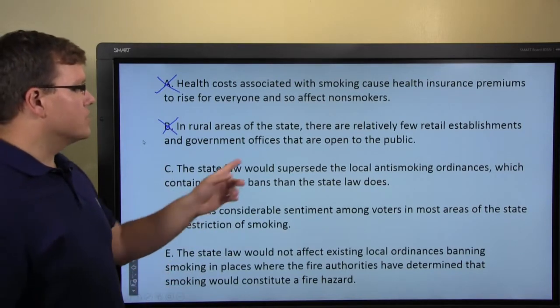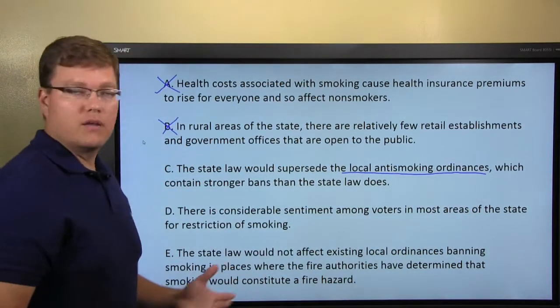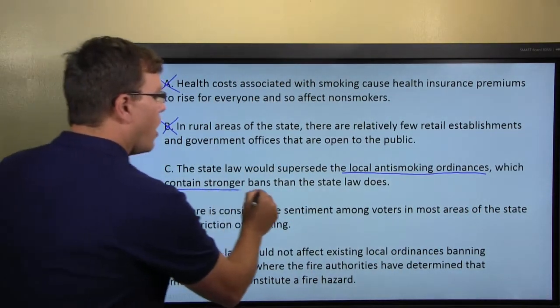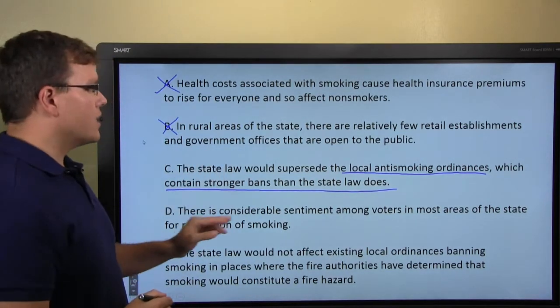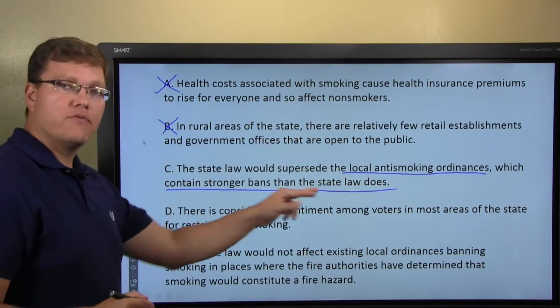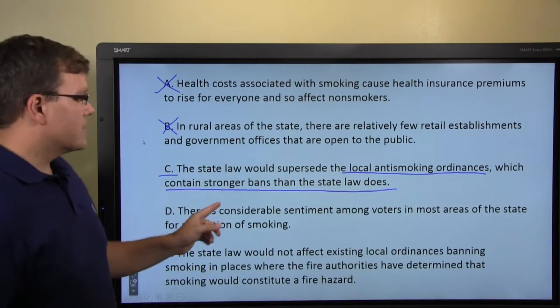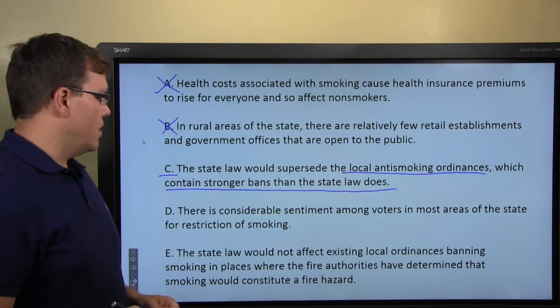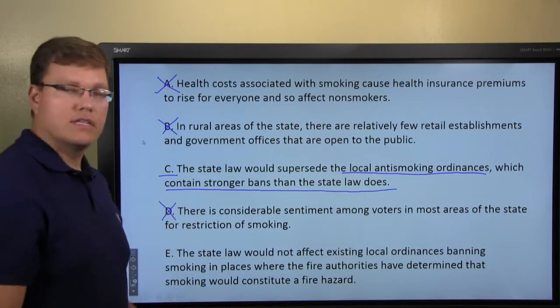C, the state law would supersede the local anti-smoking ordinances, which contain stronger bans than the state law does. Now we're getting in a good place here. There we go. Now we're talking about the local ordinances being different than the proposed state law. Answer choice D, there is considerable sentiment among voters in most areas for the restriction. We're not actually worried about that. We're more concerned about the differences in the laws.